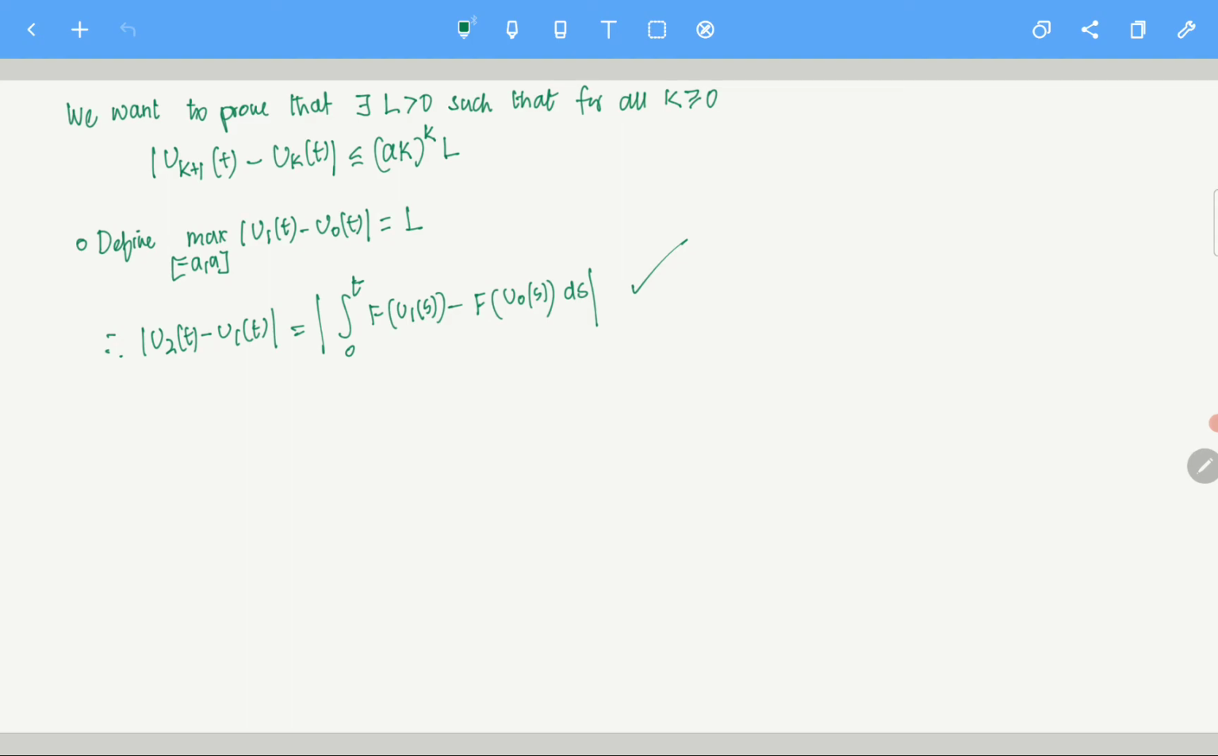But here we need to write this in terms of u1 minus u0, because this is what we know. Maximum of this is less than or equal to L. Okay, so if I use this Lipschitz continuity here, the integral from 0 to t works out so that f can be dominated by k times |u1(s) minus u0(s)|. I hope this is fine.